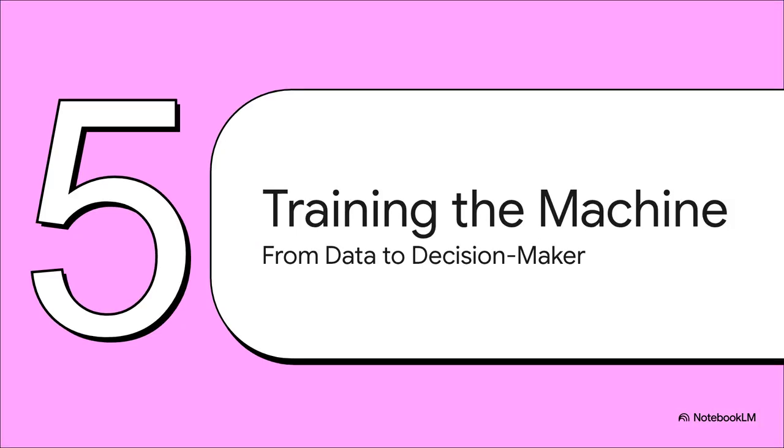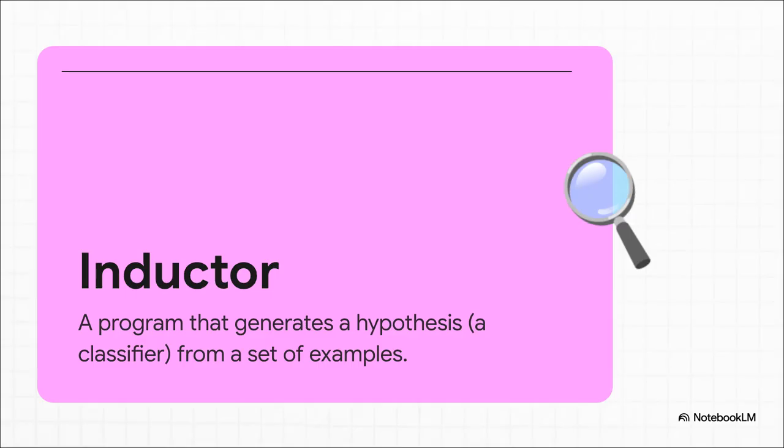So we've got our label data, and we've decided we want a model that we can actually understand. So how do we do the teaching? Let's walk through the actual process of training the machine, of turning all that raw data into a real decision maker. So how does the learning part actually happen? Well, the magic is in a program called an inductor. This is the learning algorithm itself. Its whole job is to sift through all our labeled examples and come up with a hypothesis, a set of rules for making decisions. And that final product, the finished model it spits out, that's called the classifier.